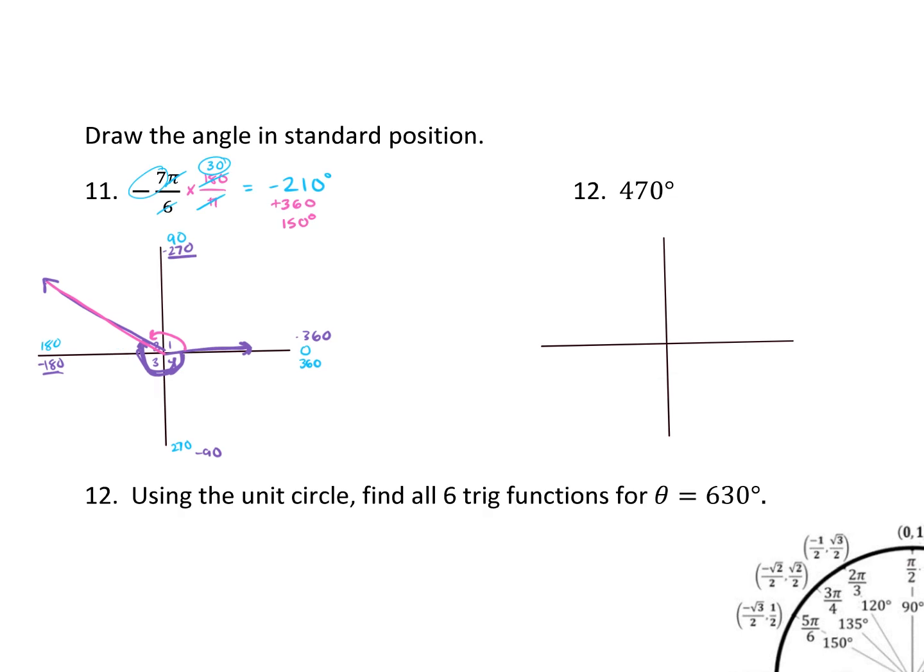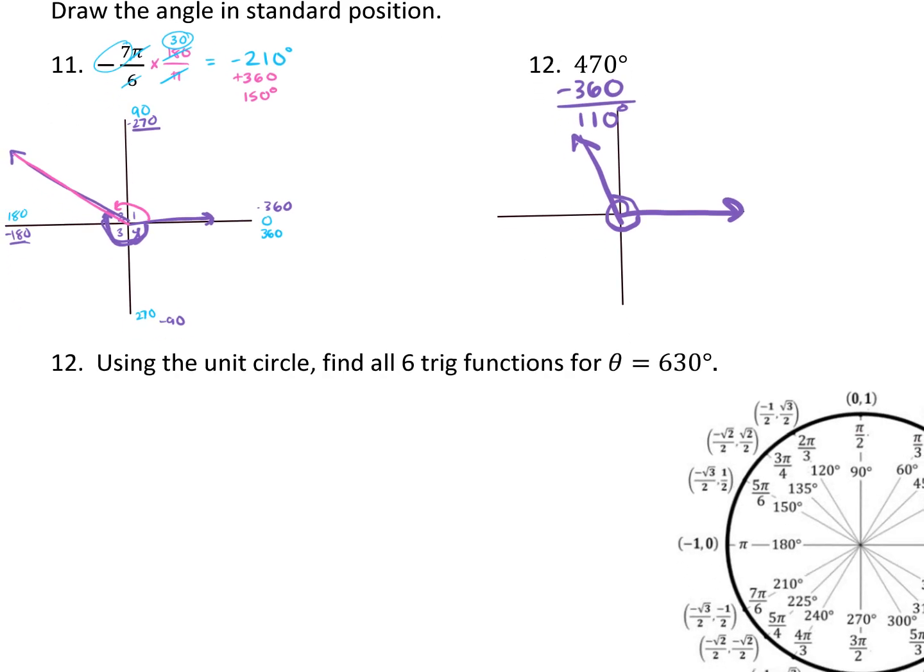For number 12, we know that we go around more than one time. Oops, it's positive, so we start by going up. We go around more than once. How much more are we going around? Subtract 360, awesome. So we get 110 degrees. What quadrant would 110 be in? The second quadrant. So it'd be kind of closer to 90 than it is to 180, so it'd be about here.